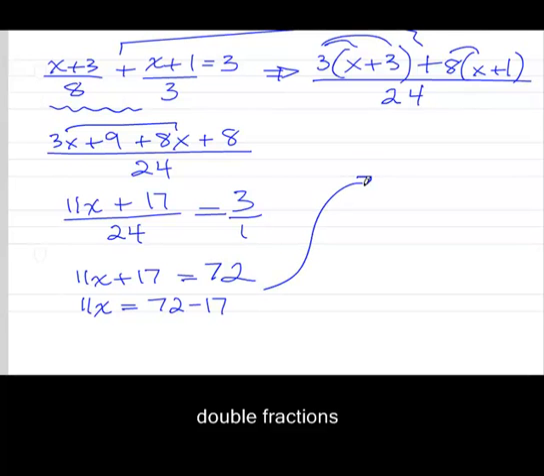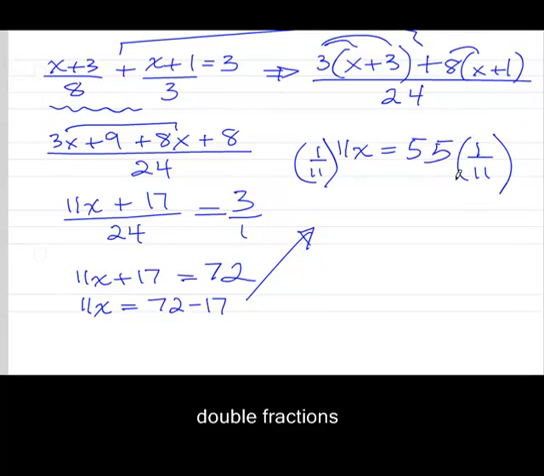Let's go up here since we have a little more space. 11x equals 72 minus 17. 72 minus 17 is 55. And we're lucky here because x works out nicely. Multiply by 1 over 11 on this side. Isolate x, right? Right side, left side. This cancels out. x equals 55 divided by 11, which is 5.